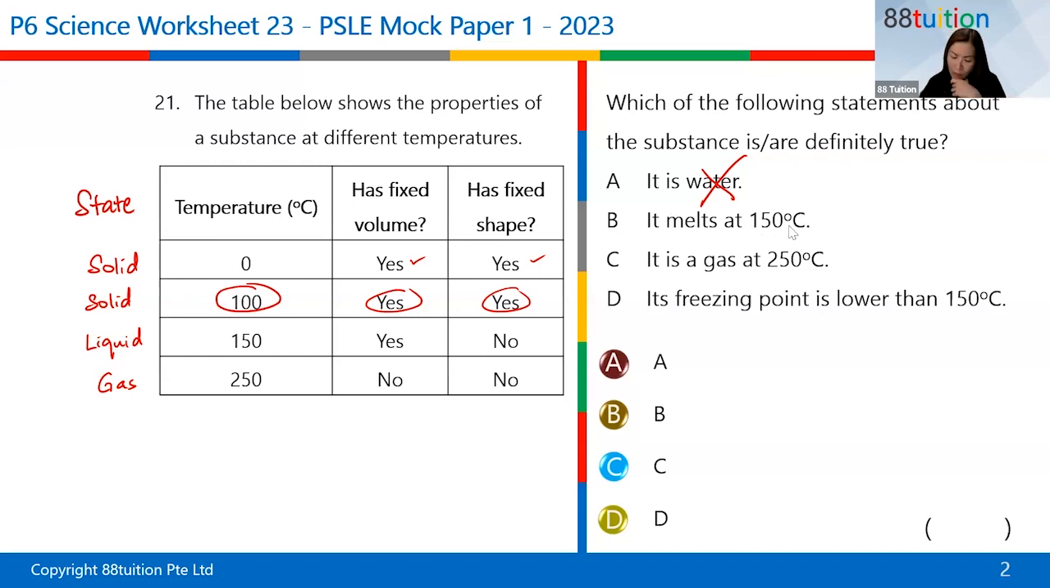It melts at 150 degrees Celsius. Would you agree that it melts at 150 degrees Celsius? Yes or no? Did the information tell us that? So let's look at 150 degrees Celsius. You say that this is liquid state, right? So from solid, it has become liquid. But do you think this is the temperature where it melts? Someone tell me. Yancy says no. Who else says no? Heidi also says no.